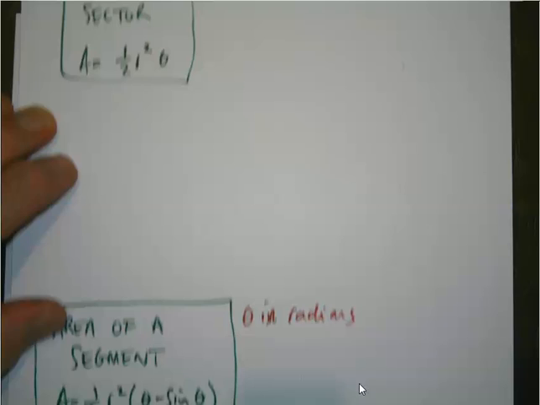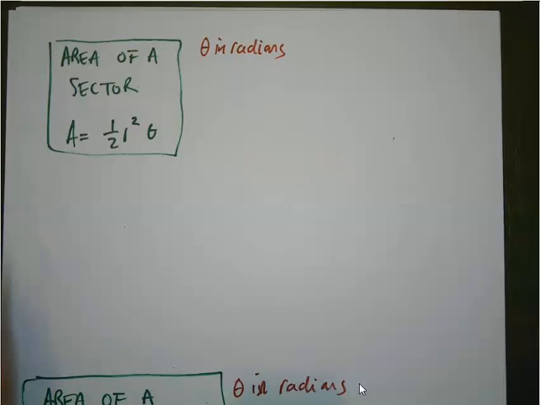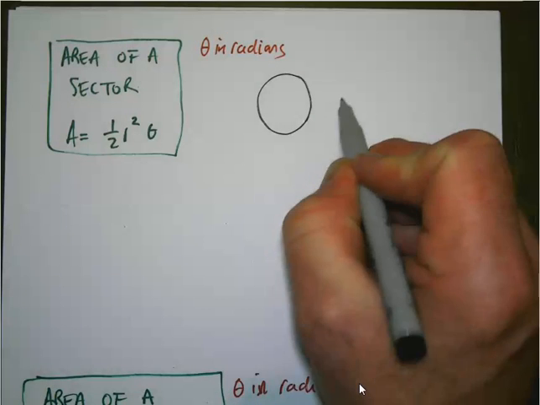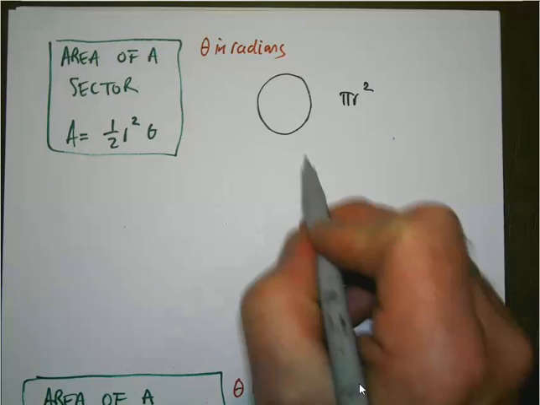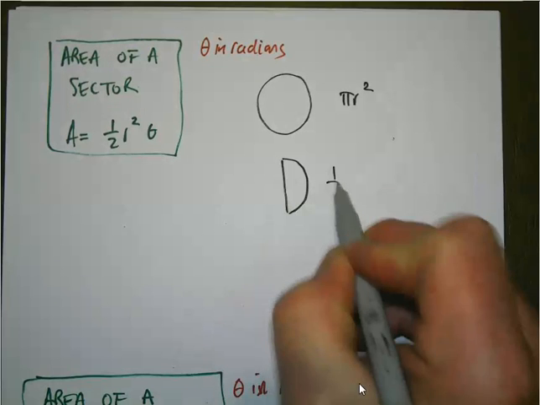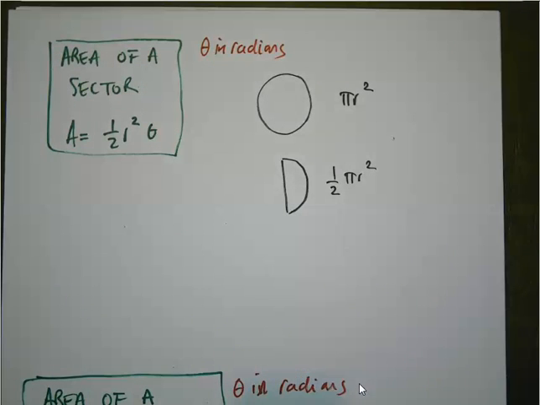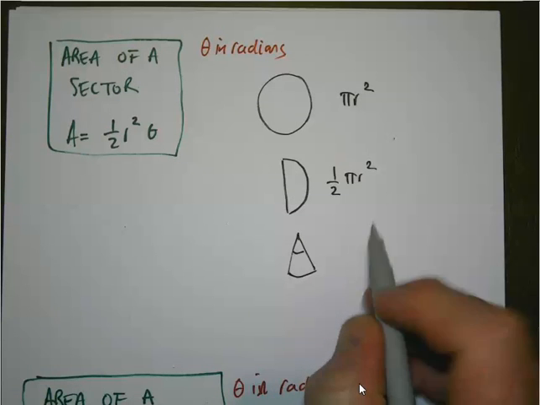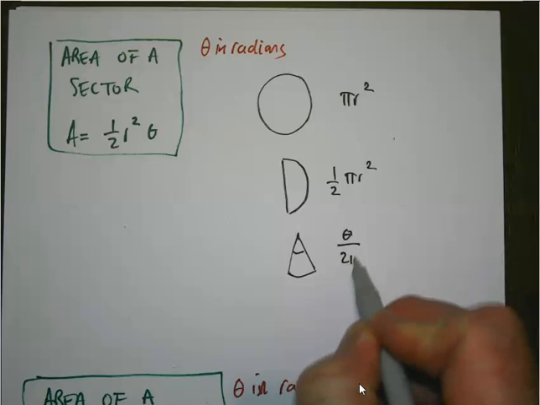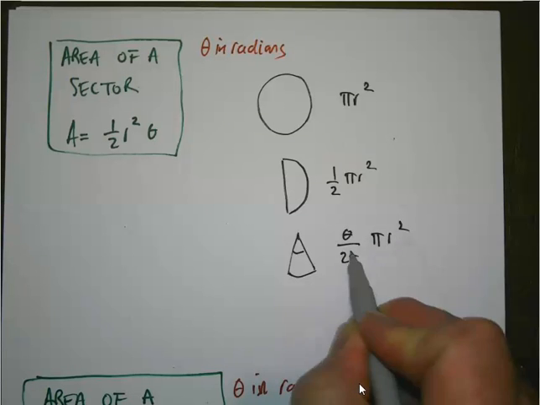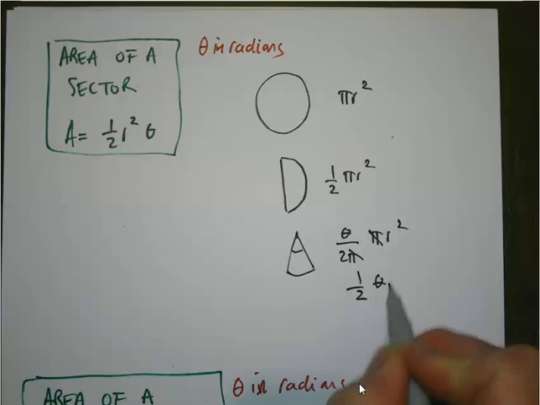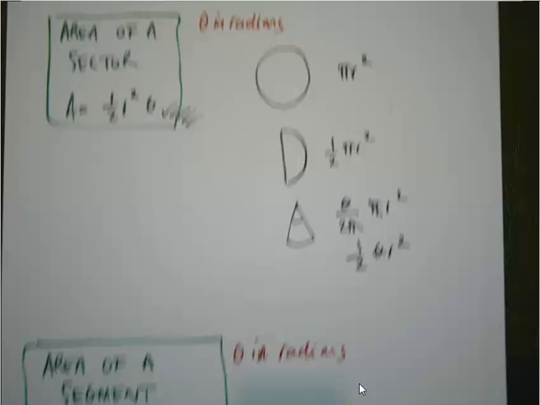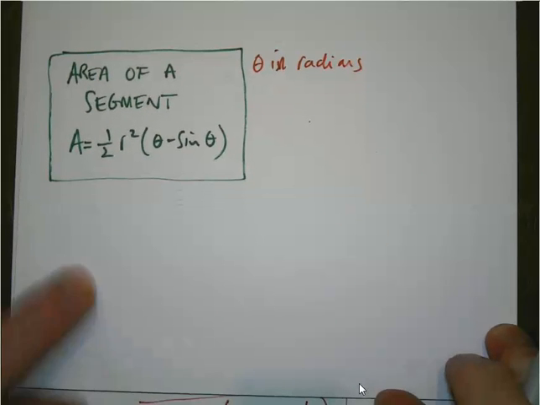Area of a sector. Remember, theta is measured in radians. The area of a full circle would be pi times radius squared. The area of half a circle will be half times pi times radius squared. The area of a sector will be whatever proportion of a full circle, which will be theta divided by 2 pi times radius squared. The pi's will cancel to leave 1/2 theta r squared, which is the formula that's given.